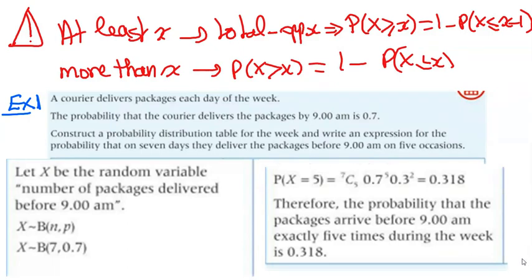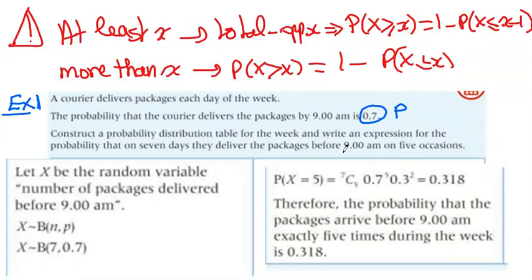Let's do the first exercise. A courier delivers packages each day of the week. The probability that the courier delivers a package by 9 a.m. is 0.7. So this is the probability of success, this is p that I should write here. Construct the probability distribution table for the week and write an expression for the probability that on 7 days, it means now what is n? 7.